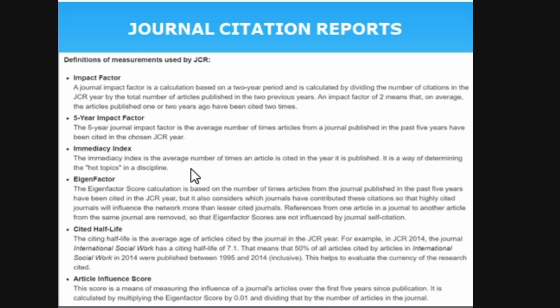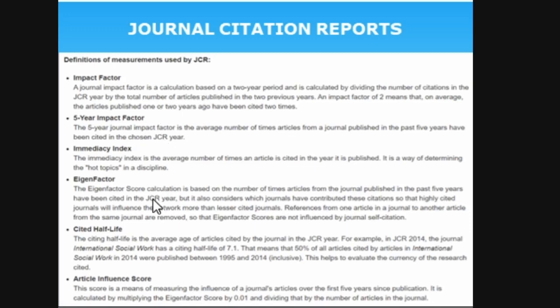So the immediacy index is used to determine the hot topics. It is the average number of times an article is cited in the year it is published. It is not like impact factor. That means if I have published an article in January 2019, by the end of December 2019 or January 1st, 2020, how many times on average has it been cited? If the average is high, that means the article is in a hot area, a core area of research, a new topic or a hot topic. So this index will help to identify that.